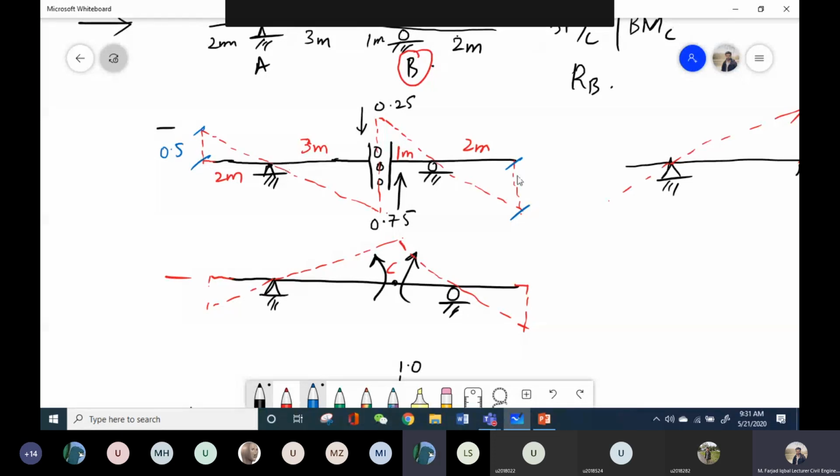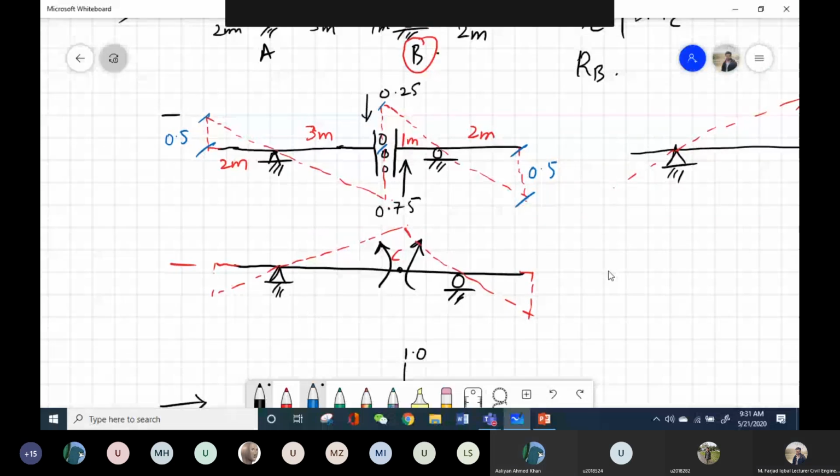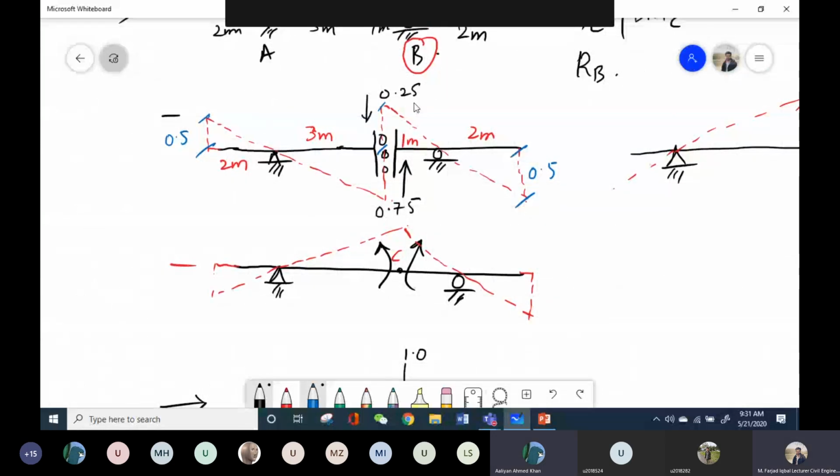So what will be this value? It will be the same 0.5, because for 1 meter the value of this triangle is 0.25, and for 2 meter obviously it will be doubled because the distance is doubled. So the value will be 0.5. Sir, it should not be 1.5, if we are doubling. 0.25, double of 0.25 is what? Okay, right, right, sorry sir. Yeah, okay, because these are my two triangles.